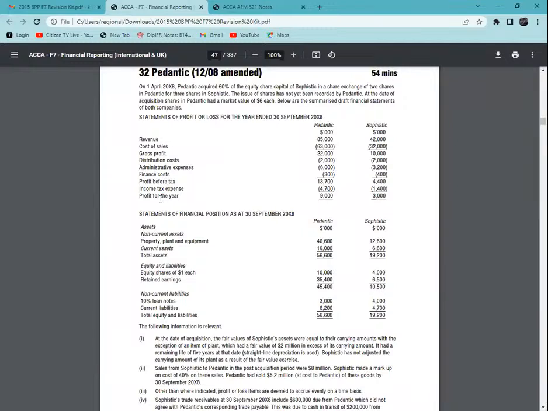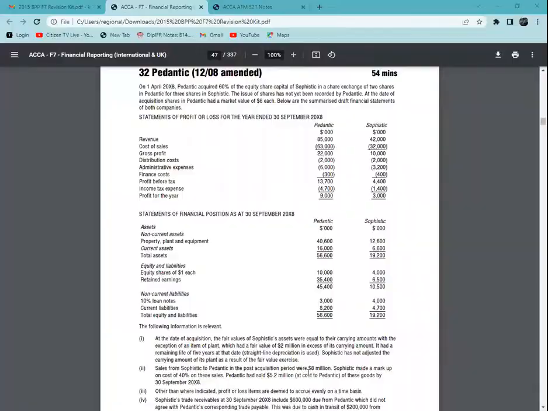The subsidiary's profit for the year. Here, do not take the profit of the parent, take the profit of the subsidiary. They say it is 3K. Profit of the subsidiary is 3K.